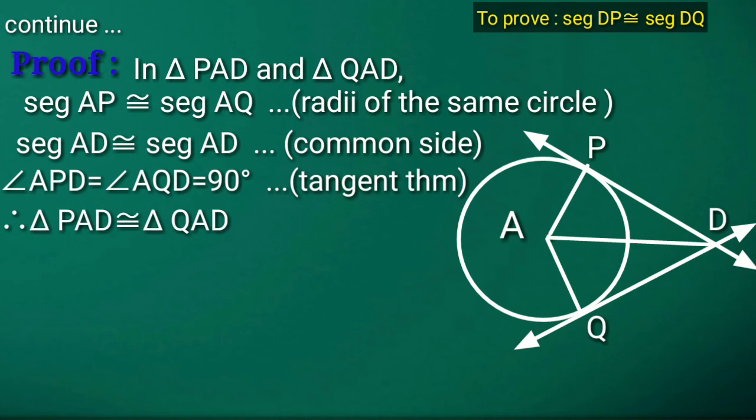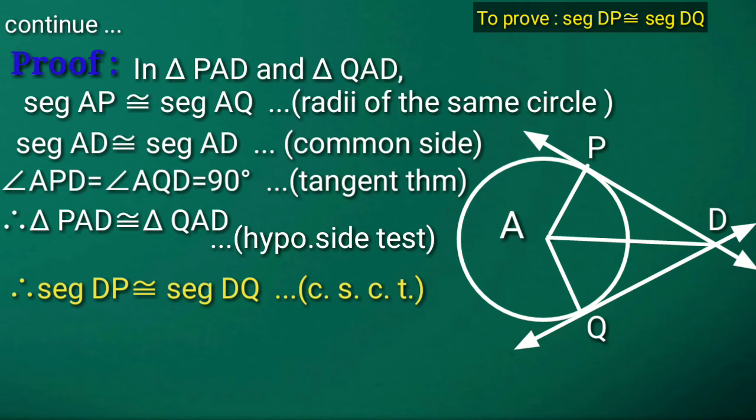Therefore, triangle PAD congruent triangle QAD, by which test? That is hypotenuse side test. We know that when two triangles are congruent, then their remaining corresponding parts are also congruent. Therefore, segment DP congruent segment DQ, that is corresponding sides of congruent triangles. This is proof of the given theorem.